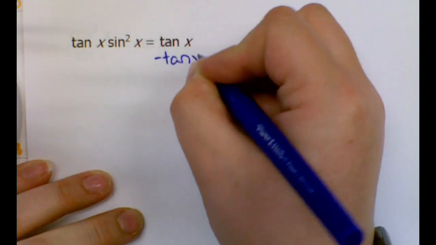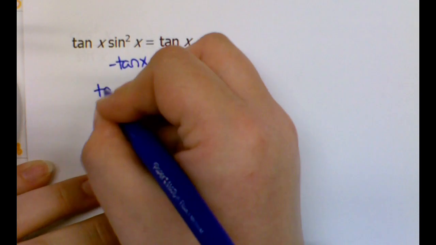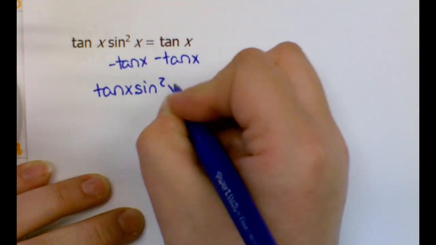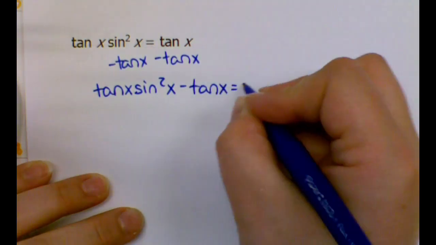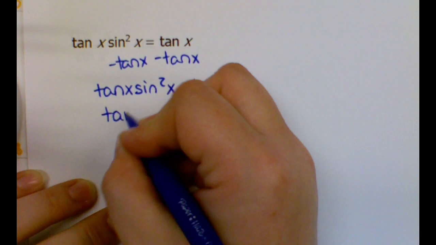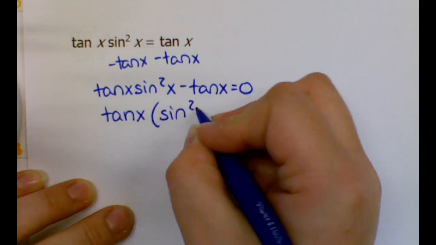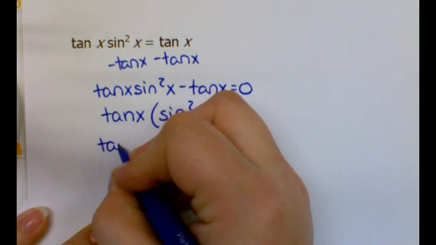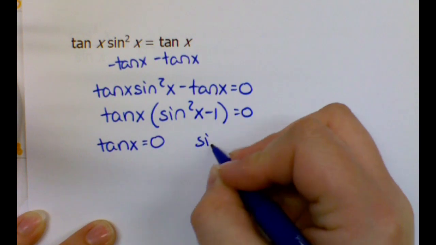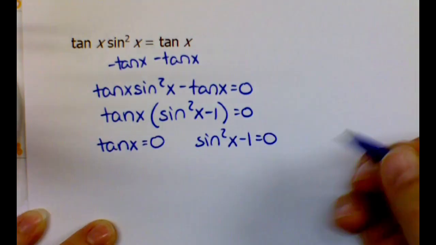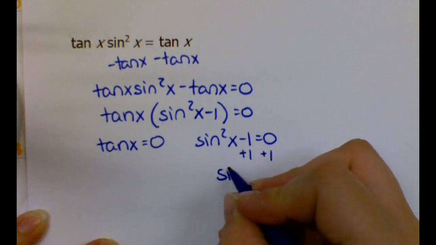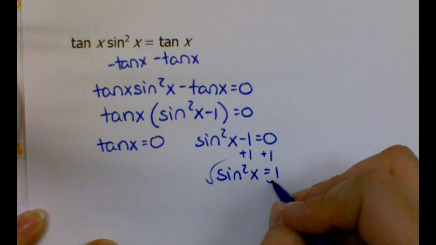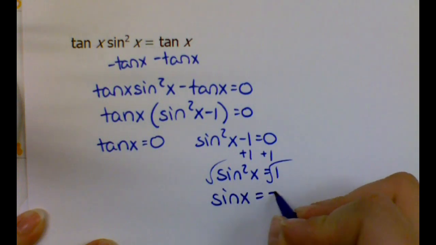All right, similar type of problem. Get it equal to 0. Subtract that tangent over. I get the tangent of x times sine squared of x minus tangent of x equals 0. Factor out my GCF, which is a tangent of x. And then set both pieces equal to 0. A little work on the right-hand one here. Square root both sides. Sine of x equals plus or minus 1.